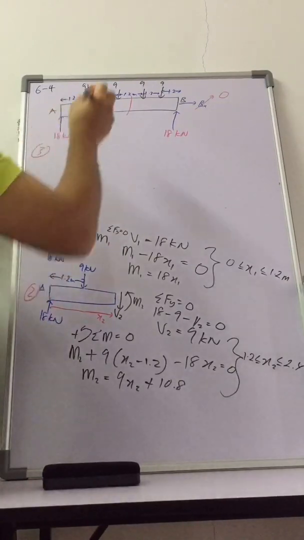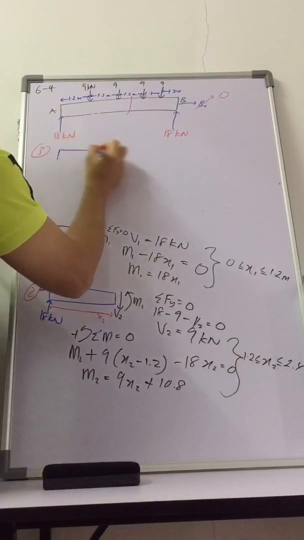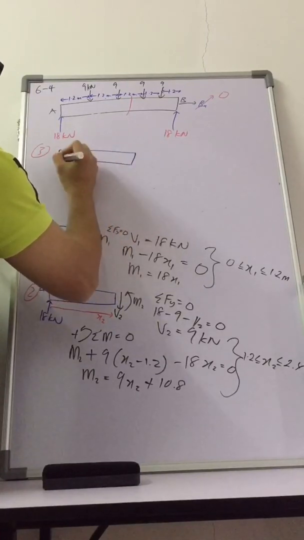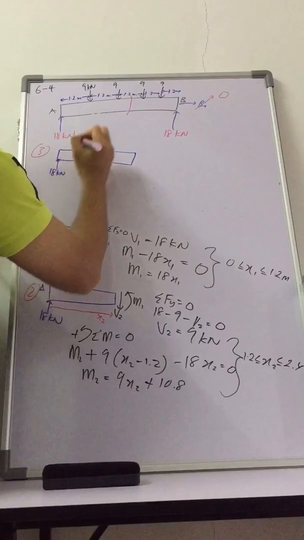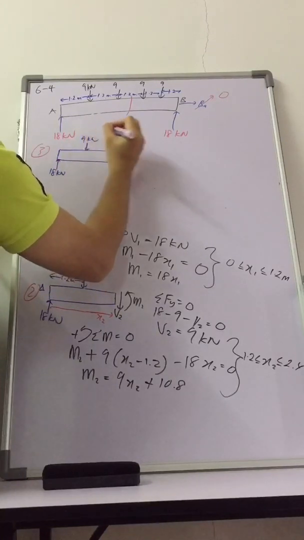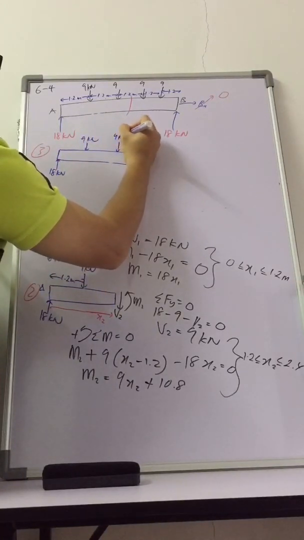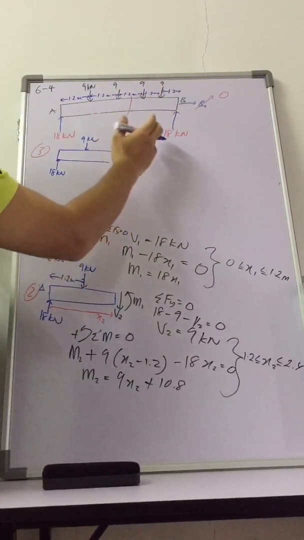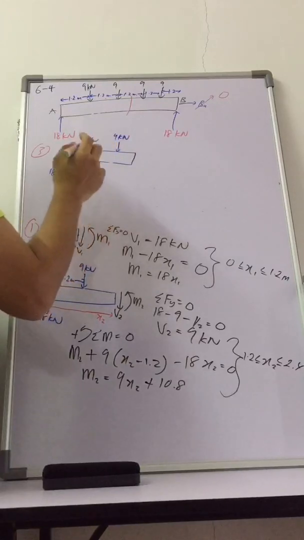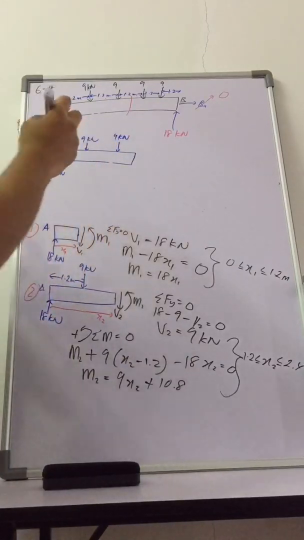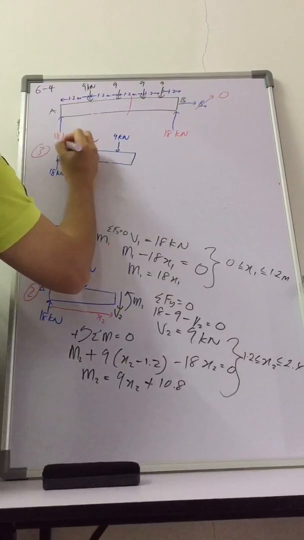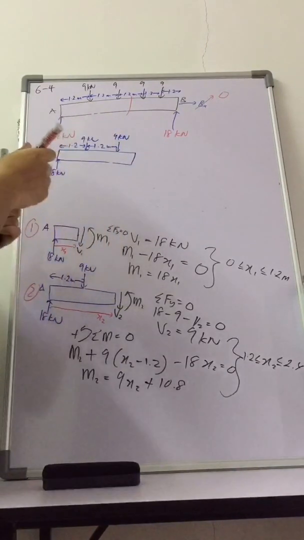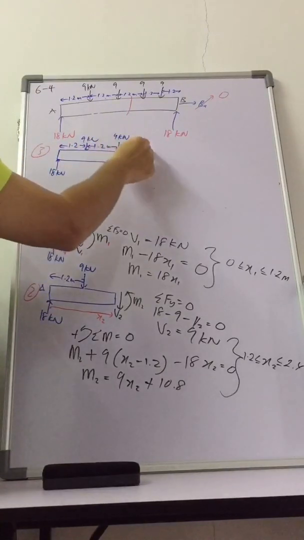Okay, so for this cut, we take the left again. It doesn't matter, it depends on you. So this is at A, 18 kilonewton. Then you have 9 kilonewton, another 9 kilonewton. Okay, you cut. So the next 9 is actually somewhere here, so you cut before the next 9. So what else do you have? You have this 1.2 meter, this 1.2 meter, and then this other length between 0 to 1.2 meter.